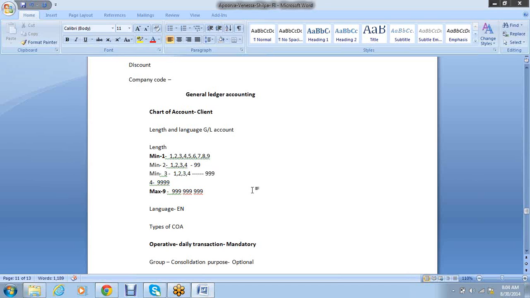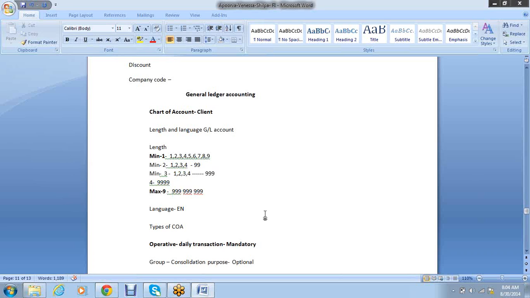Now, coming to the length of the chart of account. So length minimum is 1, maximum is 9. So when I say minimum is 1, if I give the chart of account length as 1, then I can create only 9 GL accounts. If I give length as 2, I can create only 99 GL accounts. When I give 3, I can create 999 GL accounts. When I give 4, I can create only 9999 GL accounts. The maximum number of GL accounts we can have is 9 digits. Okay, based upon our requirement, we can do that.